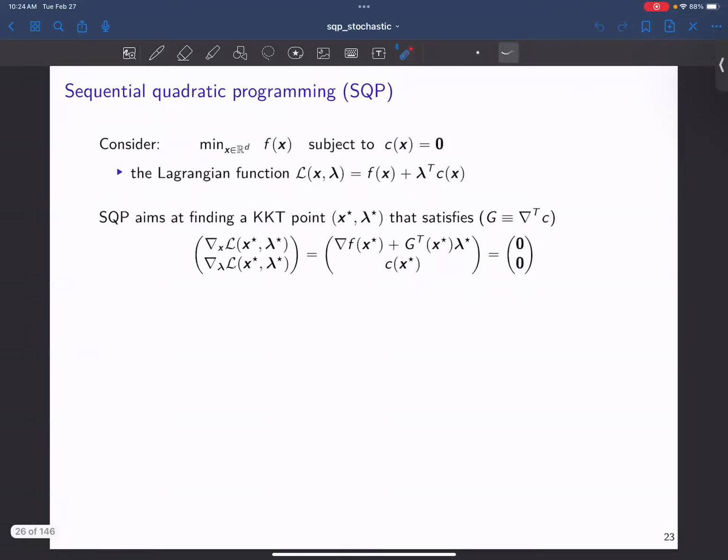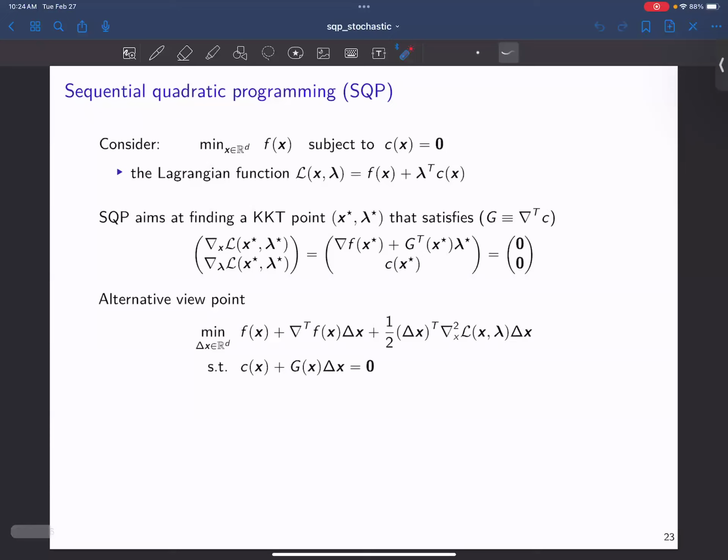And you can think of SQP as an algorithm that we use to find a KKT point of this system. One way to view SQP is as a method that finds x star, lambda star that satisfies this equation, so it finds the point where the gradient of the Lagrangian is equal to 0. An alternative way to think about SQP is that it's a method that tries to minimize in each iteration an objective of the following form.